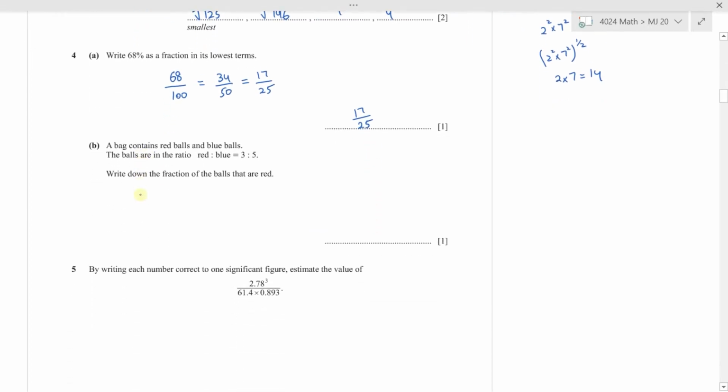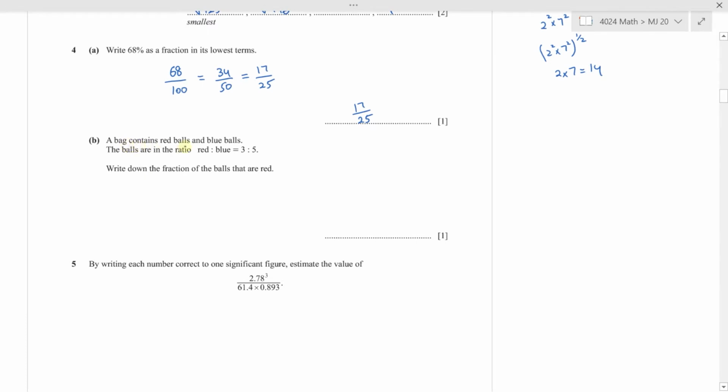Part B: a bag contains red balls and blue balls. The balls are in the ratio red to blue of 3 to 5. Write down the fraction of the balls that are red. So your ratio is 3 to 5. So in total you have 8. So if you have 8 parts, 3 parts will be red and 5 parts will be blue. So the fraction of balls that are red is 3 red over the 8 total parts that you have here. So your fraction is 3 over 8.